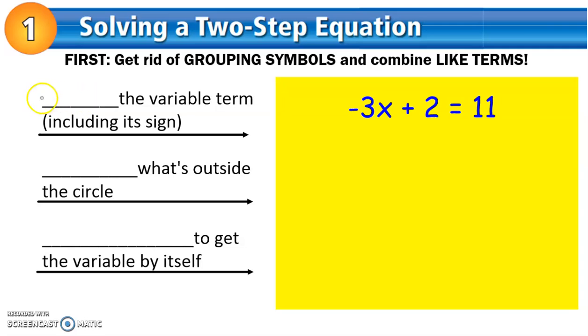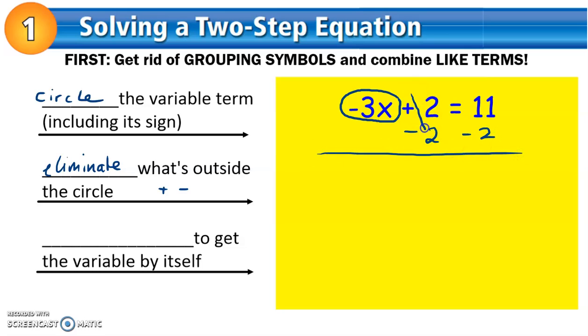First, we're going to circle the variable term, including its sign. So we're going to circle what we're solving for. That's -3x. Next, we're going to eliminate, which means get rid of by adding or subtracting what's outside the circle. So we're going to subtract 2 from each side.